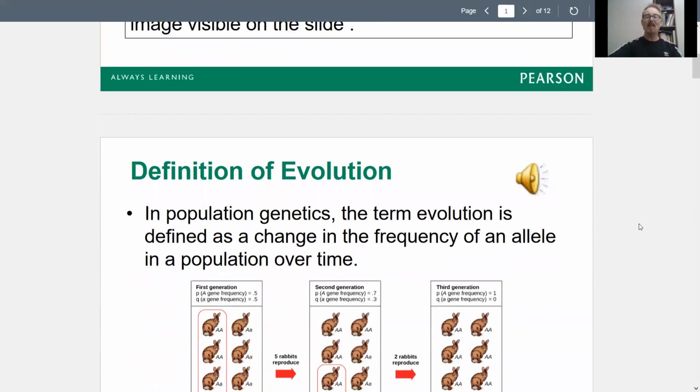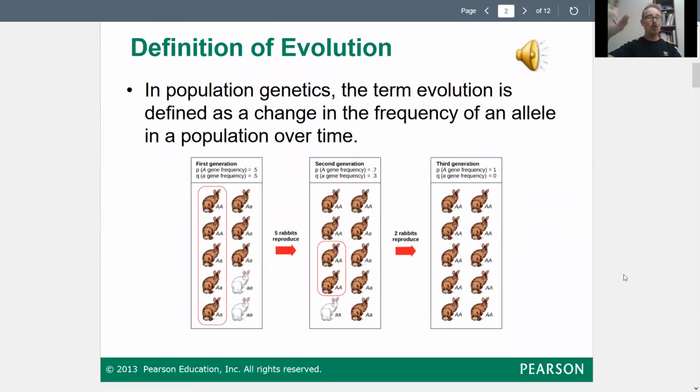Now, to do this correctly, we need to start out with a really good definition of evolution. And here's one that's extremely good. In terms of population genetics, and as an overall good definition, evolution is defined as the change in the frequency of an allele in a population over time. Once again, change in the frequency of an allele in a population over time.